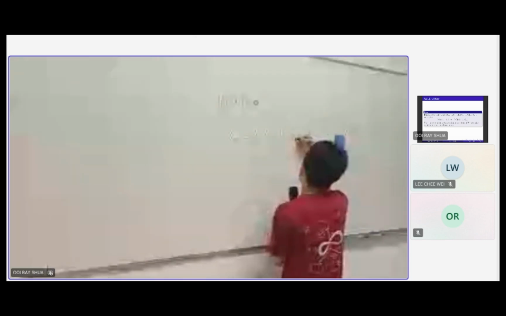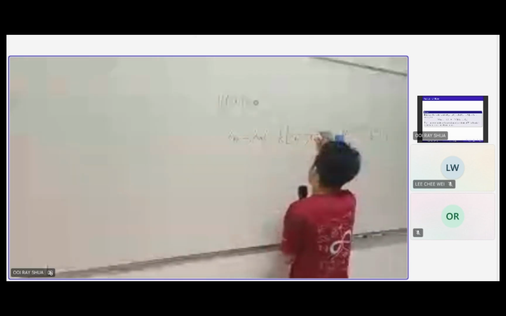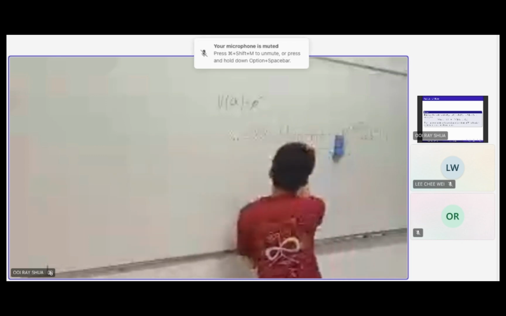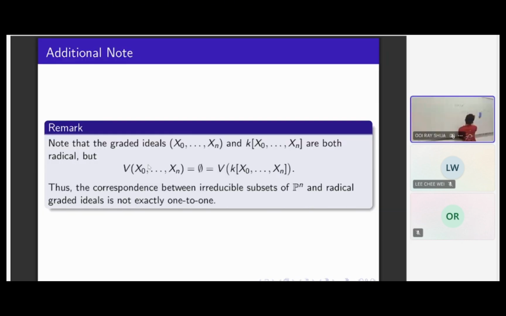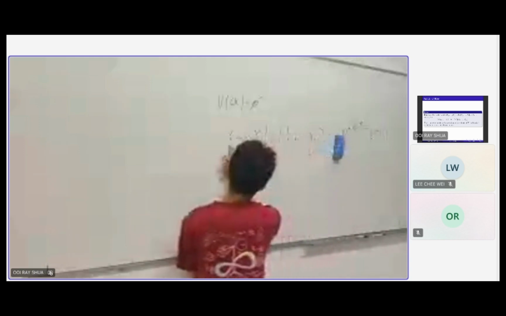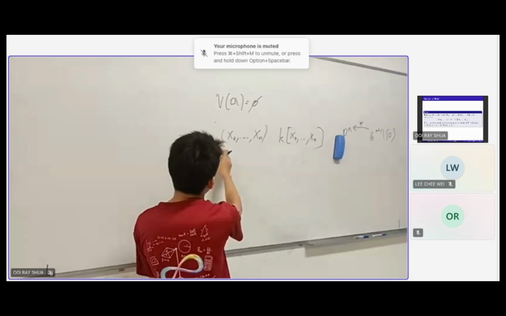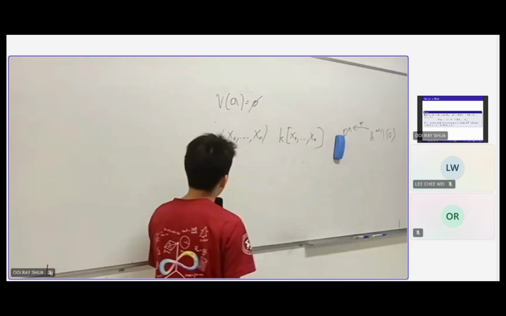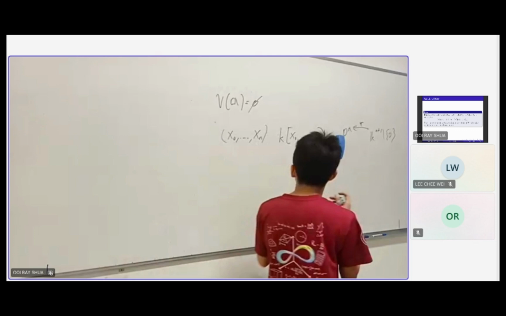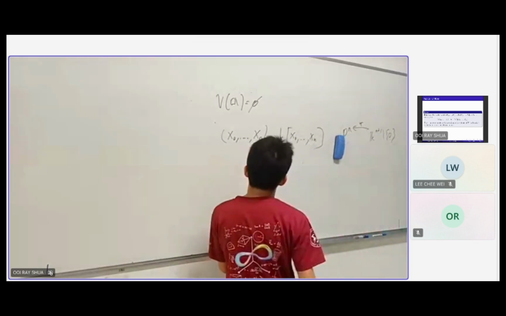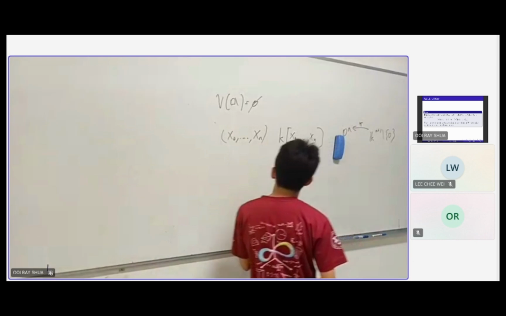X0 to xn, right? This polynomial ring still can contain constant terms just from K. Over here, it can't. Why? Because it is all the sums by these x0 up to xn, so it has to at least contain these terms. The original polynomial ring doesn't.